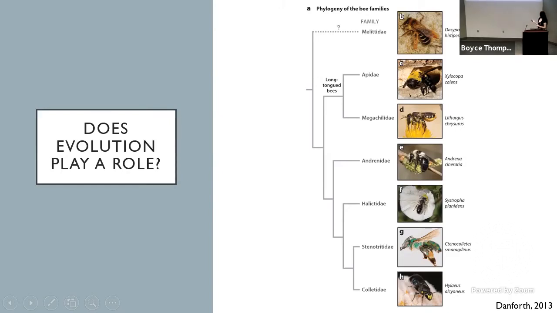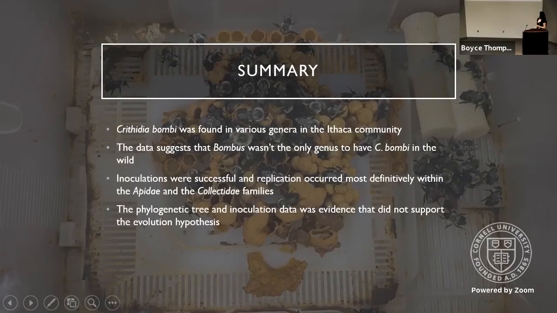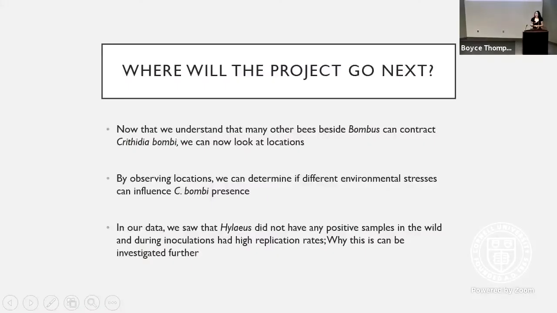So just to give a quick summary of our data, a nice little background of bumblebees. Crithidia bombi was found in numerous genera in the Ithaca community. The data suggests that Bombus isn't the only genus to have Crithidia bombi in the wild, and it's certainly prevalent. And inoculations were successful enough to show some data that relatively shows that these two families, Apidae and Colletidae, can also have some replication within their system, even though they aren't closely related to each other. Sadly, my hypothesis wasn't supported by that. And now, where will the project go next?